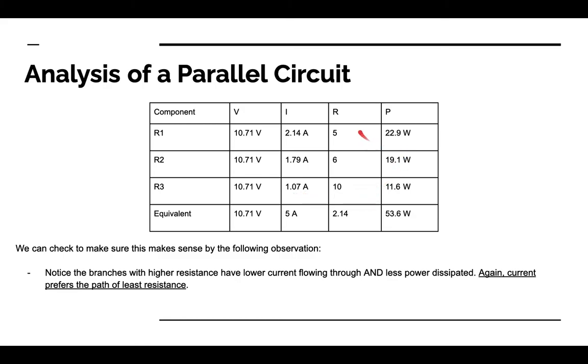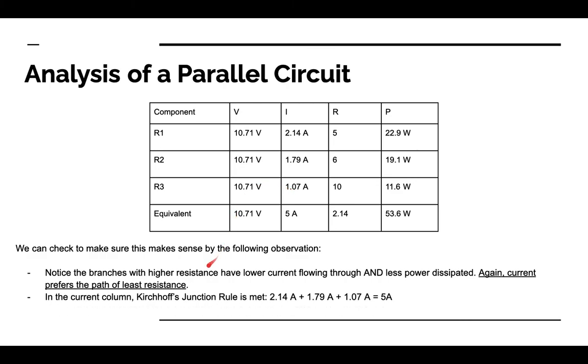And then likewise, the 5 ohm resistor has the most amount of power dissipated through it because it has the highest amount of current passing through it. And then the 10 ohm resistor has the least amount of power dissipated because it has the least amount of current flowing through it. Again, current is the primary judge that determines how much power is dissipated in a component. It's not the only factor, as we've seen, but it's the primary factor that we've seen, okay?